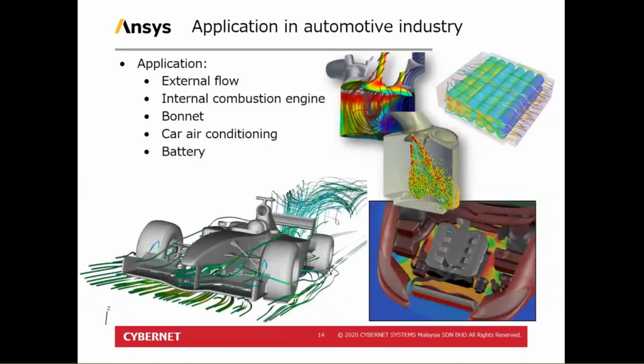Okay, so this is an example of the automotive industry. So like these examples, you can know the flow pattern around the F1 car and the temperature inside the bonnet. And you can check the flow pattern and the temperature inside the internal combustion engine. And you can use CFD for the thermal control of this kind of battery. Okay.